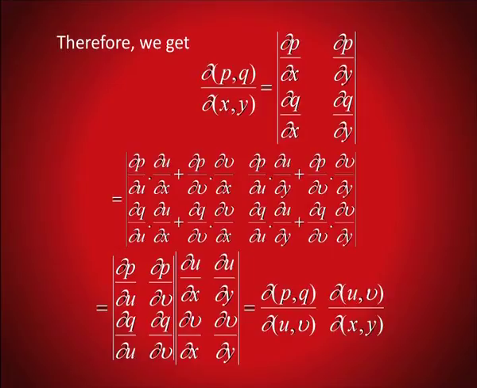This determinant can be expressed as the product of two determinants as follows: ∂p/∂u, ∂p/∂v in the first row, and ∂q/∂u, ∂q/∂v in the second row. In the second determinant, we have ∂u/∂x and ∂u/∂y in the first row, and ∂v/∂x and ∂v/∂y in the second row. Therefore, this represents the product of two Jacobians. First is ∂(p,q)/∂(u,v), and second is ∂(u,v)/∂(x,y). Hence proved the chain rule of the Jacobian.